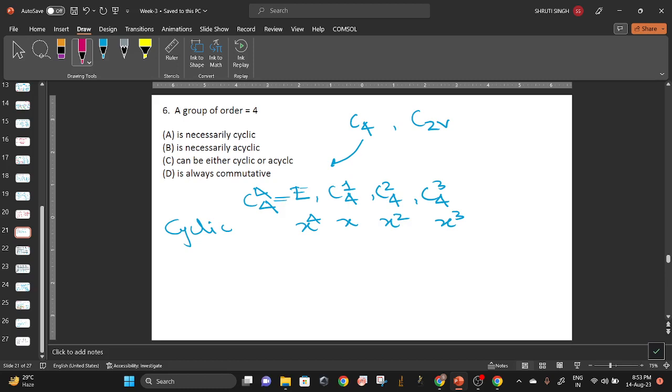How it comes if it is cyclic, one they have derived, but one example they have not given. Okay, so if not in this class, then in the next class you can explain.